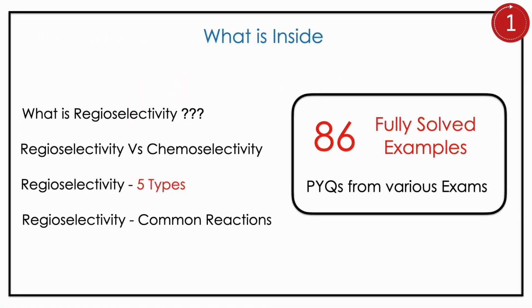What is inside this video? First, we will see what is regioselectivity. Then we compare regioselectivity with chemoselectivity. Then we are going to see types of regioselectivity, basically 5 types, and common reactions with regioselectivity. Finally, we are going to see 86 fully solved examples from various exams. It will help you to understand the concepts better.